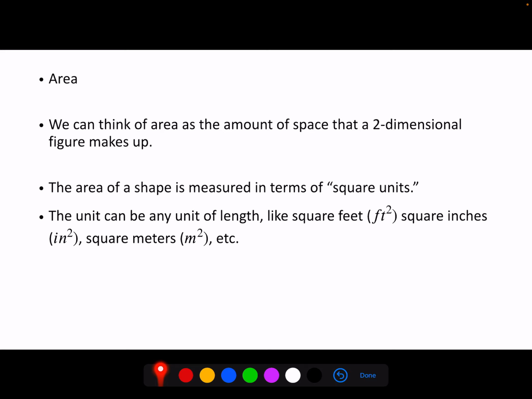Now, when dealing with area, it's typically going to be measured in square units. That's why you see things such as feet squared, meters squared, inches squared. All these things are to the second power, meaning that it's squared. So anytime that you deal with area, your answer for area will always be in units squared, whatever those units may be.